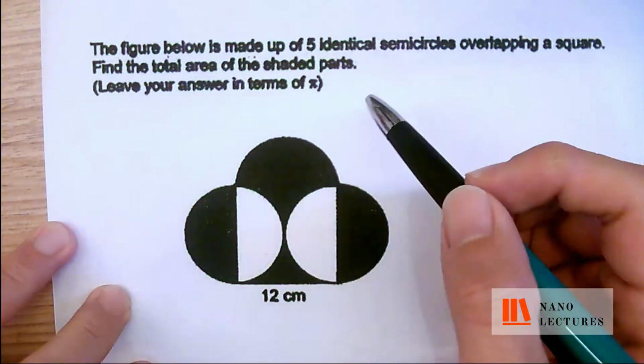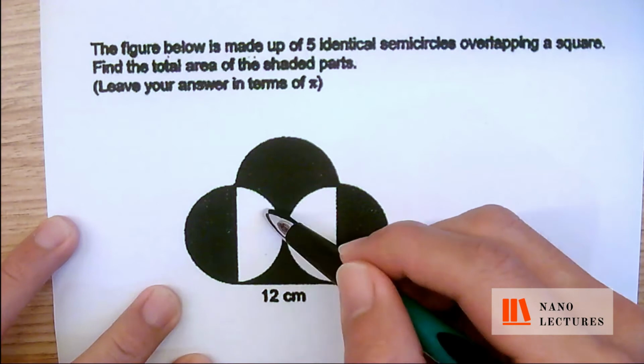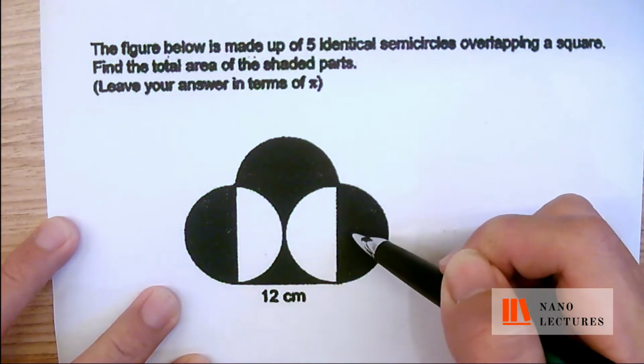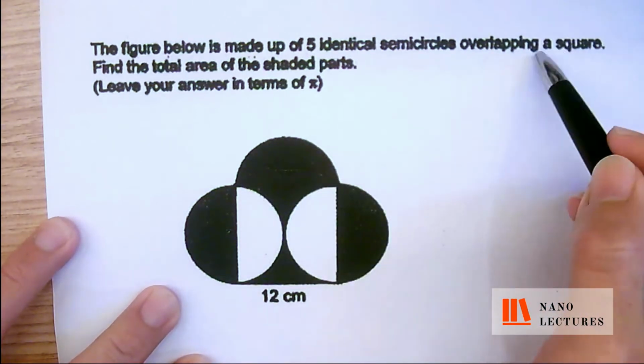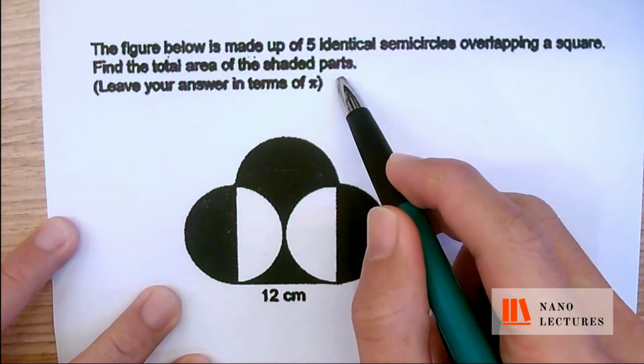The figure below is made up of 5 identical semicircles. So where's the 5? Oh, okay. 1, 2, 3, 4, and 5. Overlapping a square, which is obviously here. Find the total area of the shaded part.